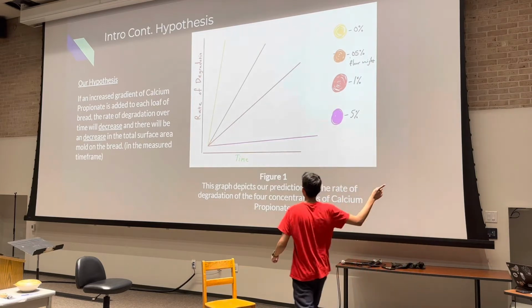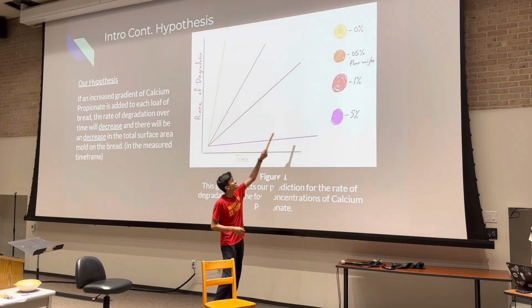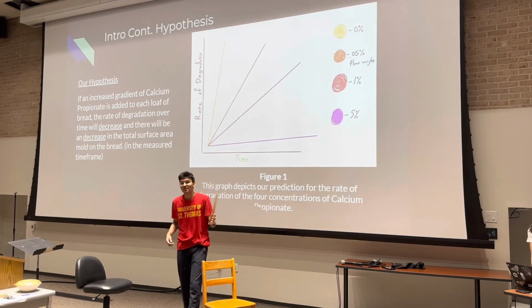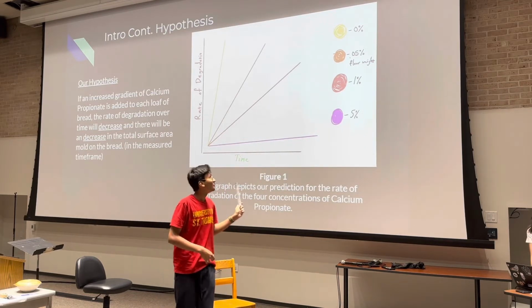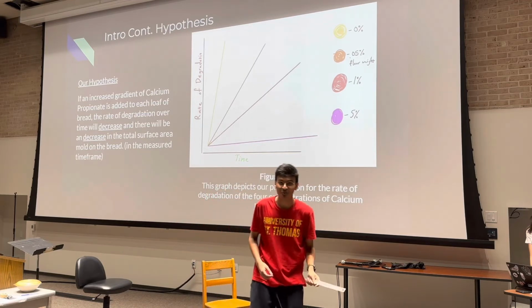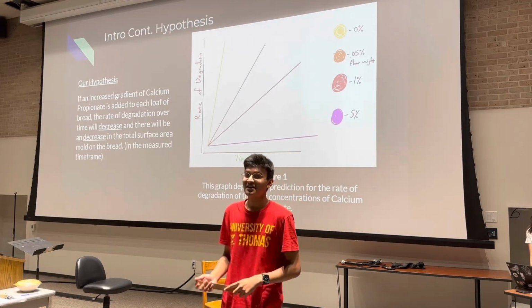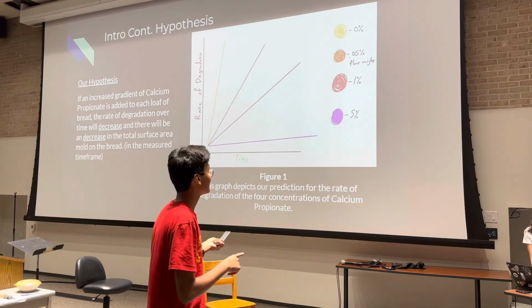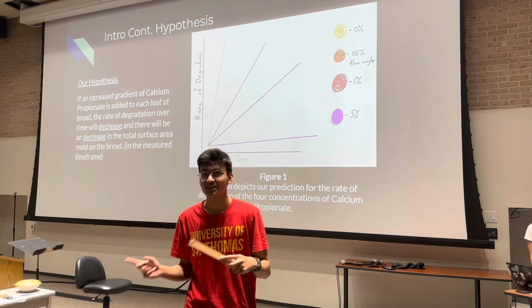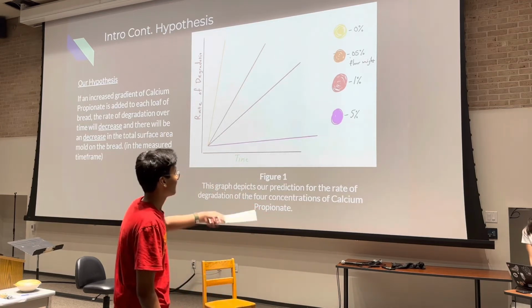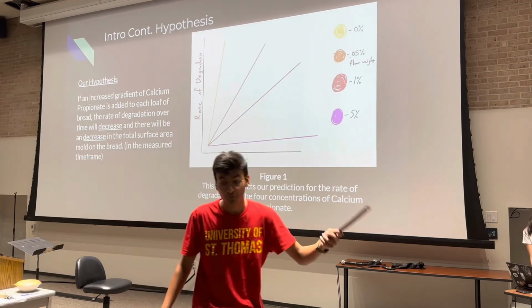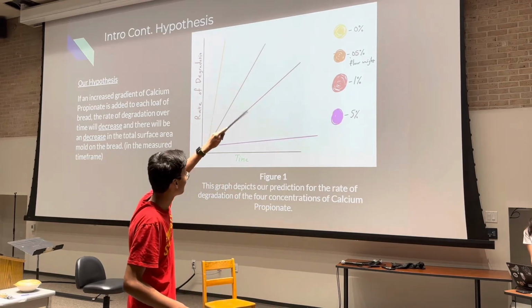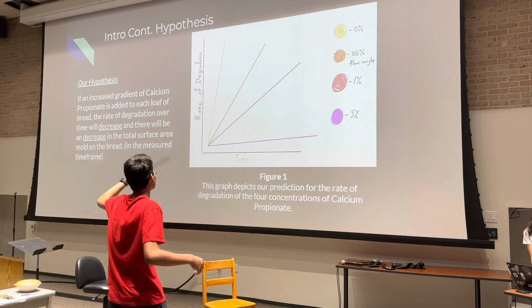Okay, before I move on to the next slide, I should probably explain what the 0%, the 0.5%, the 1%, and the 5% actually stand for. Whenever I mean 0.5% calcium propionate, what I actually mean is that 0.5% of the flour weight is added in calcium propionate. Therefore, if I have 100 grams of flour, I'm going to add 0.5 grams of calcium propionate to it. So that's what the 0%, 0.5%, 1%, and 5% actually mean.